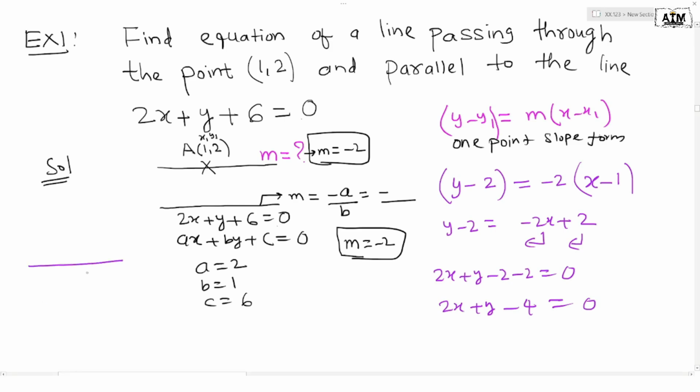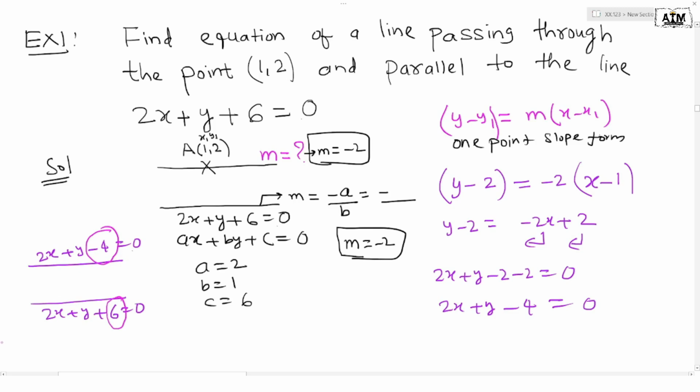Here are the two parallel lines. One was already given, 2x plus y plus 6 equals 0, and we obtained the equation of the required line that is also parallel to the given line, 2x plus y minus 4 equals 0. What is your observation? Your observation is that the constant terms here are minus 4 and here is 6.